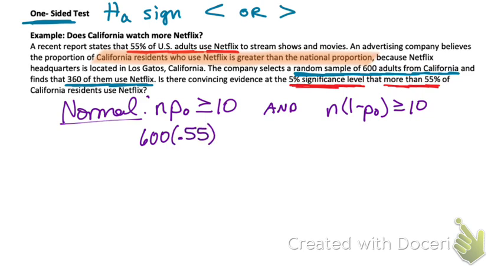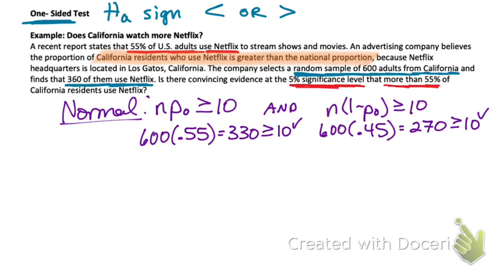What is 55% of 600? 330. Is that greater than or equal to 10? Yes. And then 600 times 0.45 is 270, and that is also greater than or equal to 10. Does anyone need me to explain where the 0.45 came from? 0.45 came from 0.55 being our p naught. 0.45 is the complement of that. So 0.55, 0.45, those add up to 1.